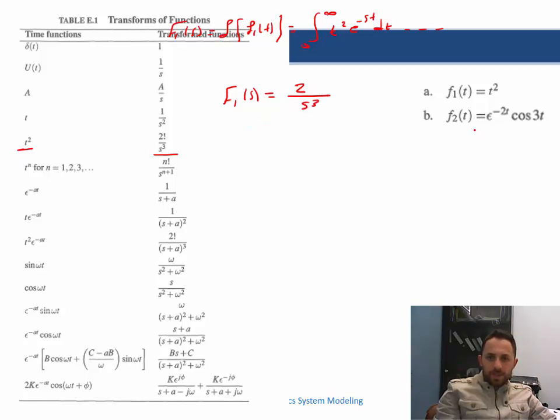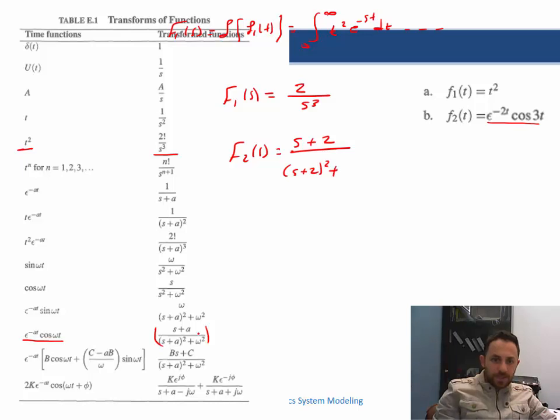Let's do another example. If we have f2(t) equal to e power minus 2t cosine 3t, we can see that the same form is given in the table, so the Laplace of this term is equal to that. So F2(s) is equal to s plus a, the exponent, over (s plus a) squared plus omega squared, which is (s plus 2) over (s plus 2) squared plus omega squared, where omega is equal to 3, so omega squared is 9. Okay?